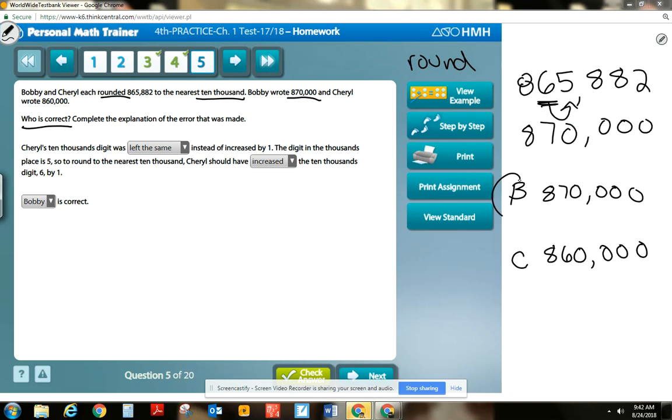Well, Bobby's correct. Complete the explanation for the error that was made. So we're looking at the mistakes. So Cheryl's 10,000s digit was, so 10,000s place, right? Ones, tens, hundreds, thousands, 10,000s. It was blank instead of, was it left the same or did it decrease by 1? Well, it didn't decrease, it stayed the same. So it was left the same instead of increasing by 1, right? Raise the score, increase by 1.